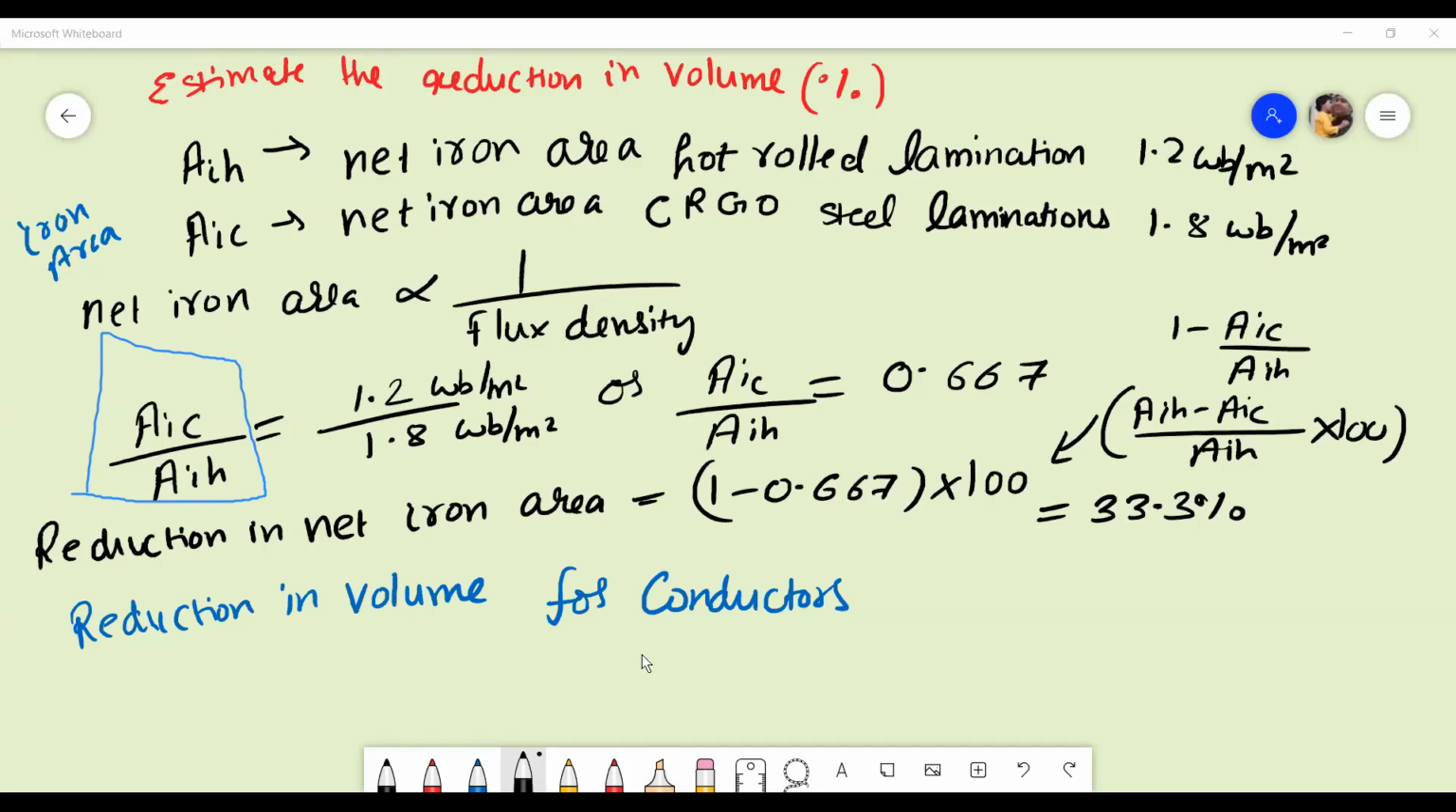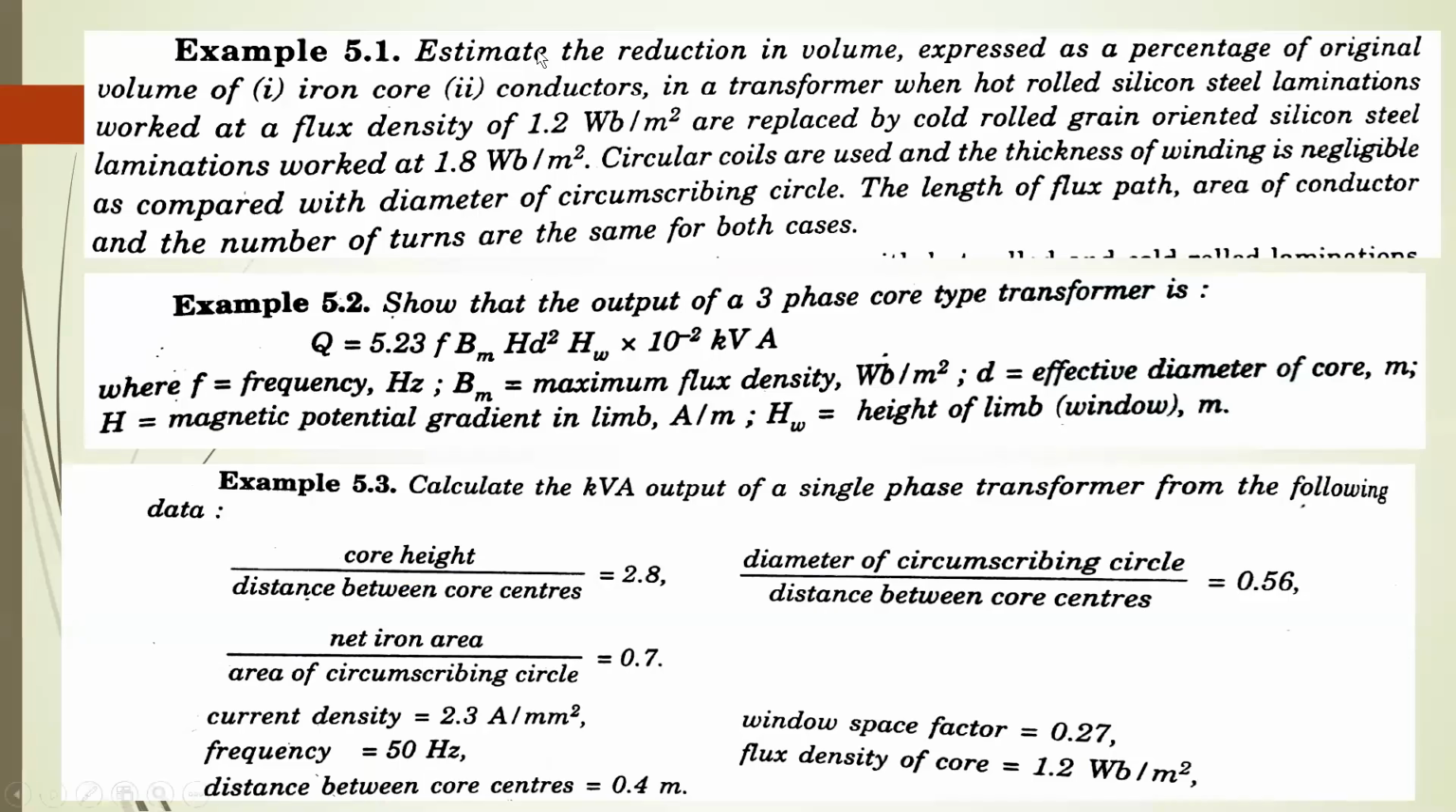Okay, so let us do the second part. In the second part, what is asked is how the conductors in the transformer will reduce, right? So for this we will be checking in the next session. Okay, so you can join me in the next session.